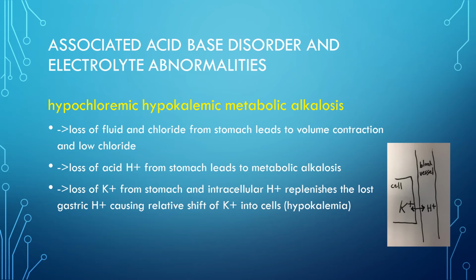The decrease in potassium is due to two different mechanisms. The potassium is lost from the stomach, causing hypokalemia. In addition, intracellular hydrogen replaces the lost gastric hydrogen ions, causing a relative shift of potassium into cells and contributing to the hypokalemia. The included diagram shows the reciprocal relationship between hydrogen ion and potassium ion.